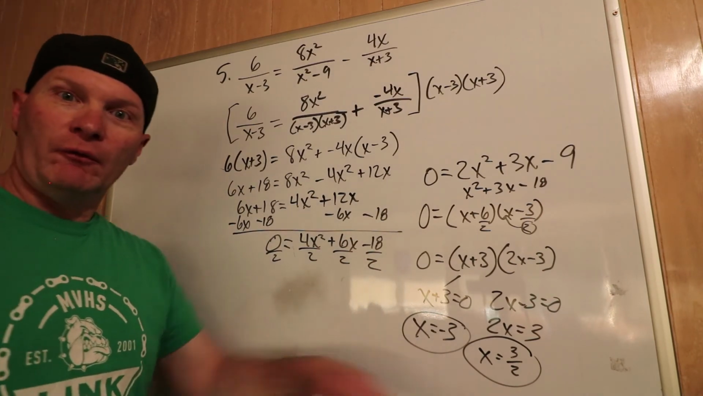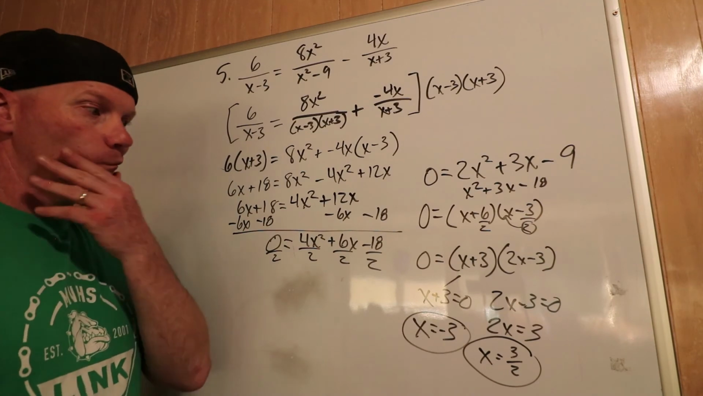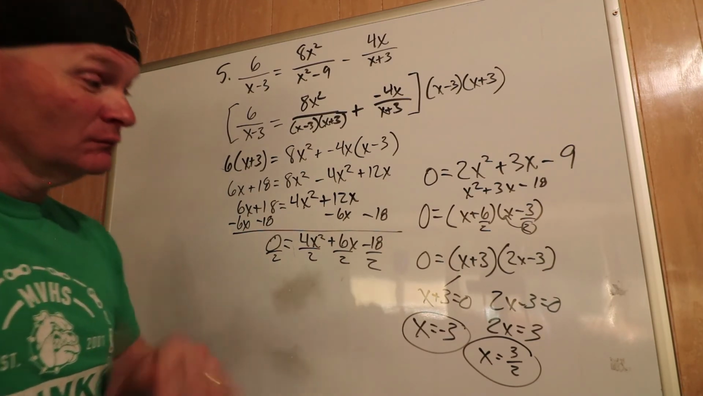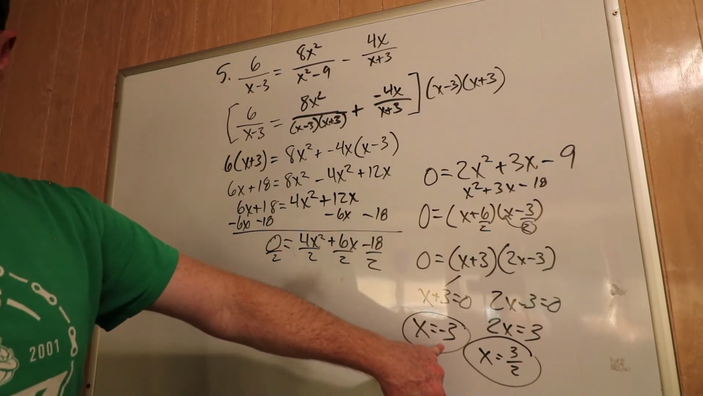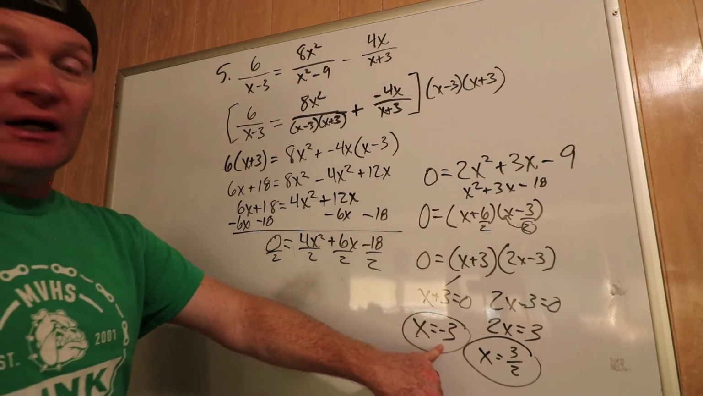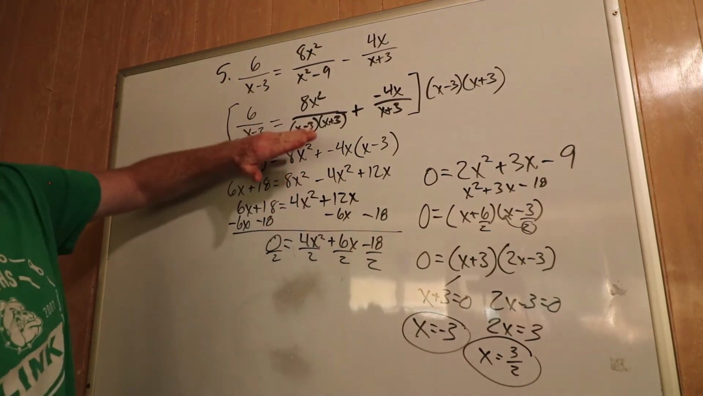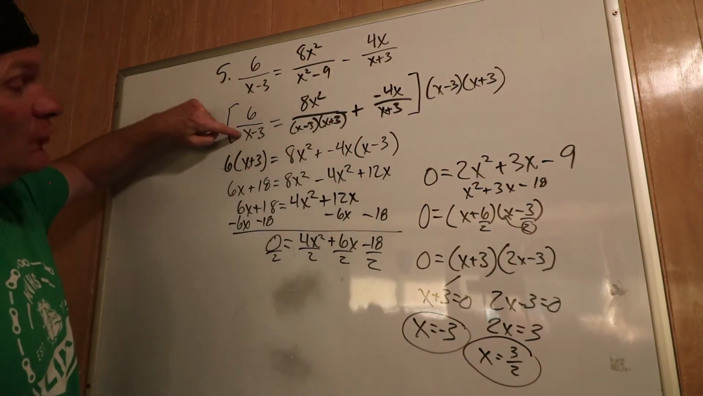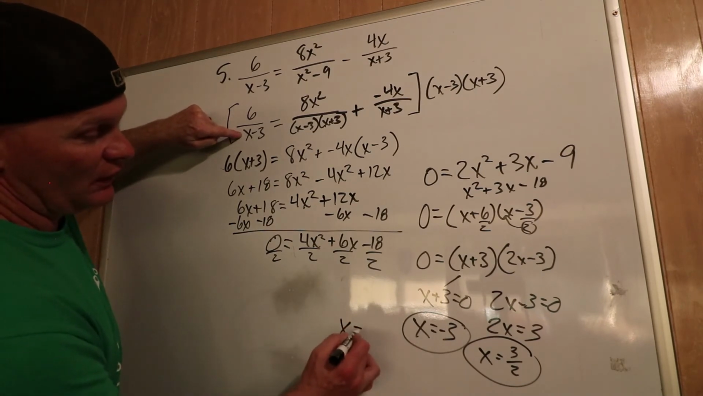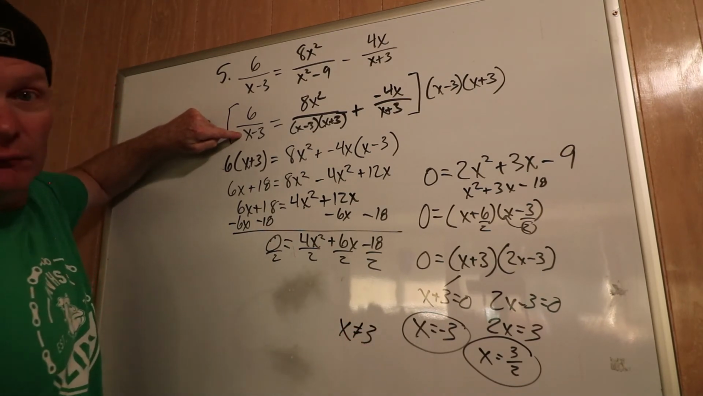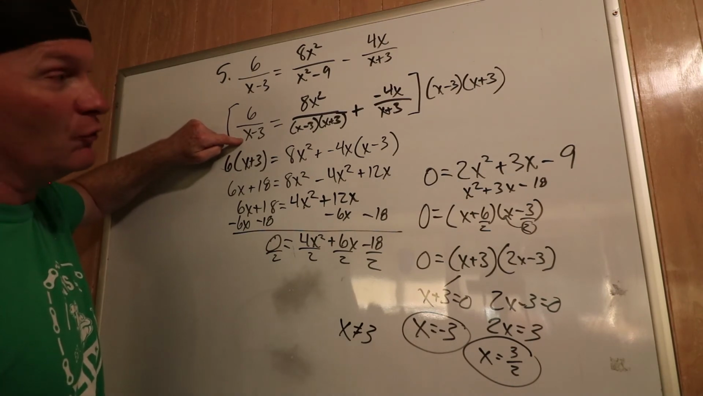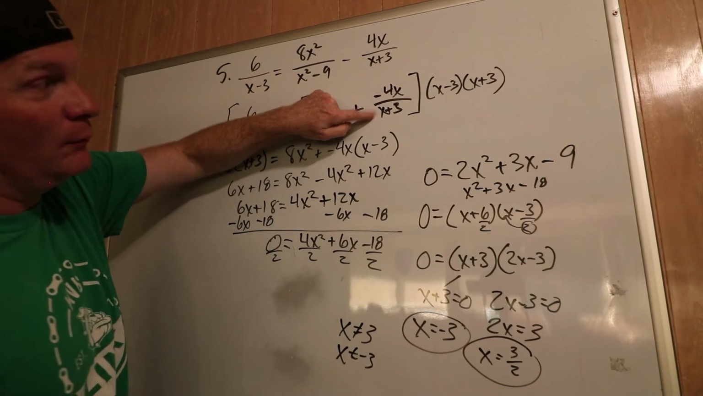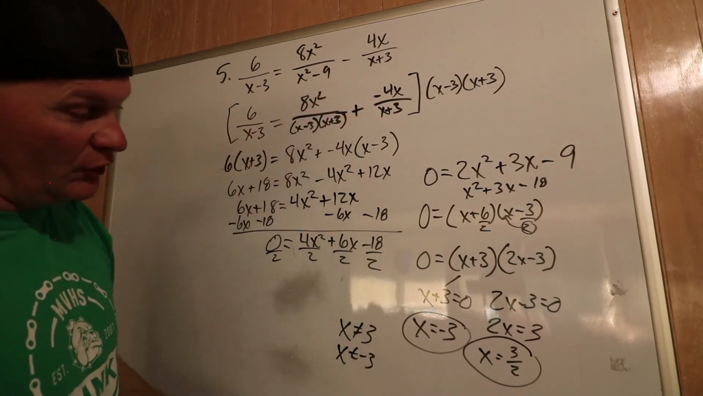Anybody see anything wrong with those answers? No? Nothing? Here's one thing I'm noticing. Think back to excluded values. Remember, the easiest way to find excluded values is when you get everything factored. So our excluded values on this one, we know that x can't equal positive 3 because that would make this denominator equal 0. And we know that x can't equal negative 3 because that would make this denominator equal 0.